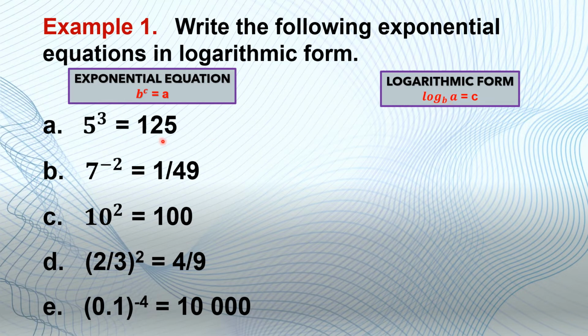So let's have letter A. 5 cubed equals 125. So our base here is 5. And the base of the logarithm is also the base of the exponential. So 5 now can be written as log to the base 5.